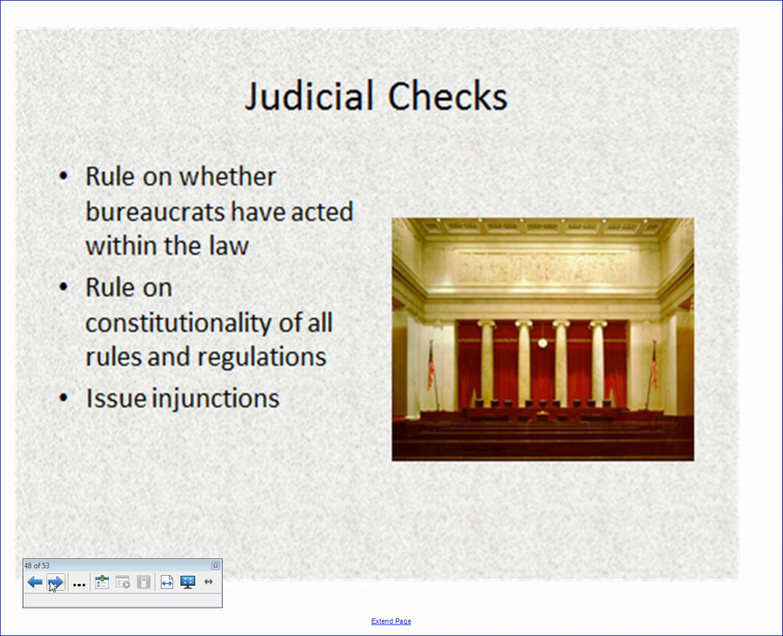Okay, judicial. Simply, they can decide whether or not the bureaucrats have acted within the lines of the Constitution. They can use judicial review to declare executive acts or bureaucratic acts unconstitutional, and the Supreme Court can issue an injunction where they tell an agency to stop something. They could force an agency to stop implementing a program or a policy until the case can be heard to determine whether or not that action violates the Constitution. So those are about the only powers that the judiciary has over the bureaucracy.